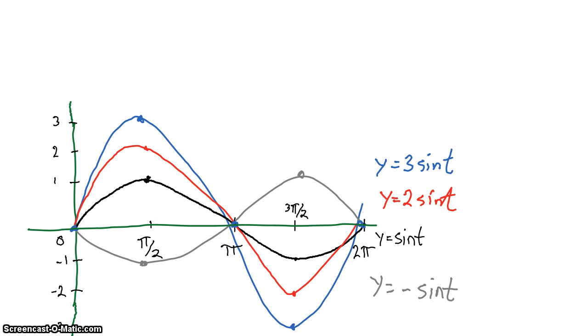It's a vertical stretching. One thing to notice is that the amplitude in a graph is the distance from the middle to the top. So this distance is 1, right? That's the amplitude. And this distance is 1. And in 3 sine t, this distance is 3. That's the amplitude. So it's always the distance from the middle to the max or from the middle to the min. Okay? Okay, so amplitude. Great. We know how to stretch things to be bigger or smaller in the vertical direction.